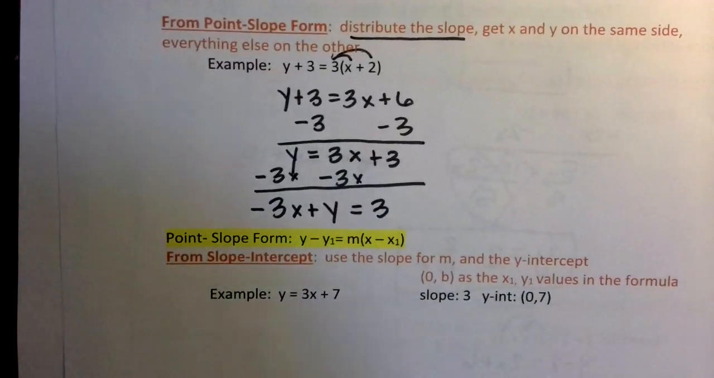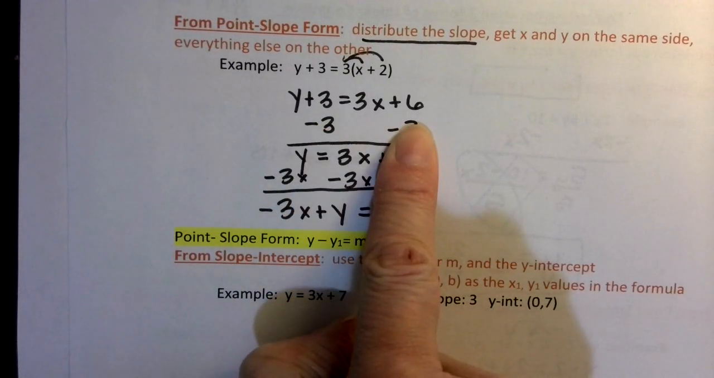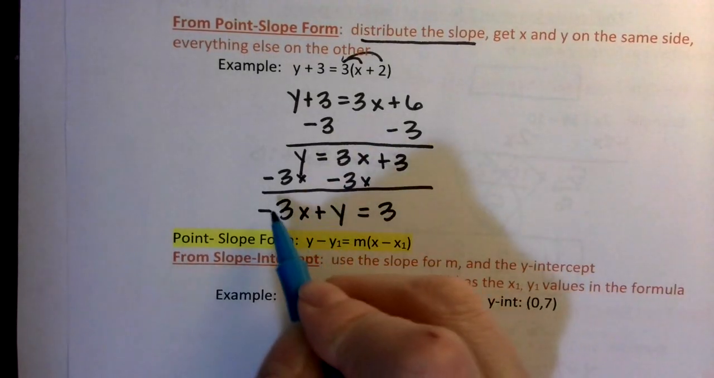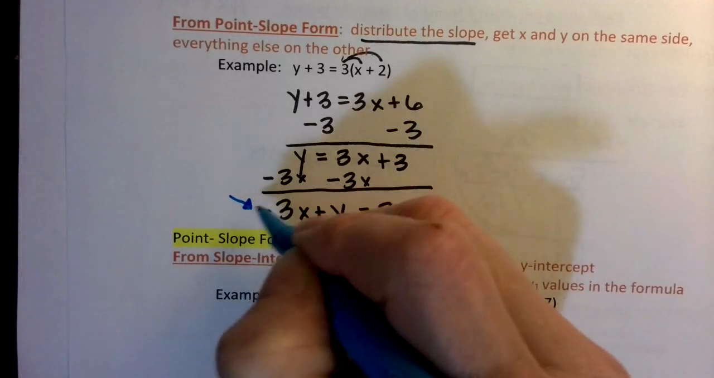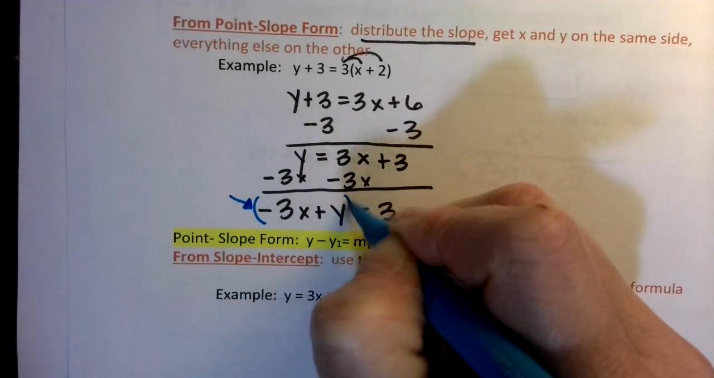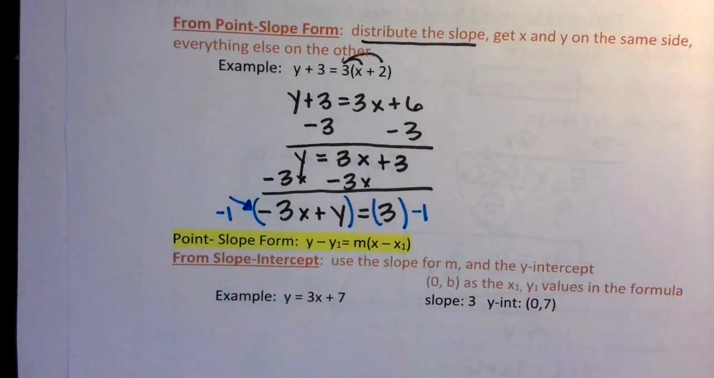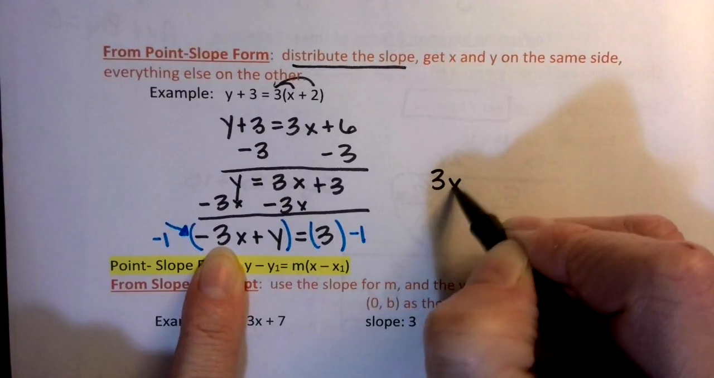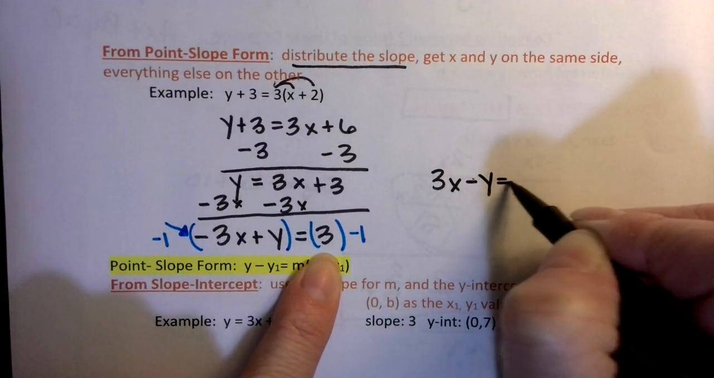The reason why I'm sort of regretting my choice in bringing this 3 over here instead of bringing y over there is that now I've got a negative right here, and I need to get rid of that. So I'm going to take the entire equation times negative 1, and that'll get rid of that. That'll make this negative 3x minus y equals negative 3.